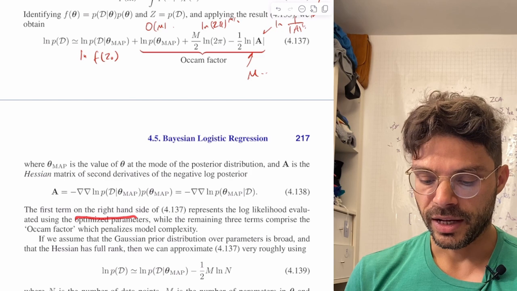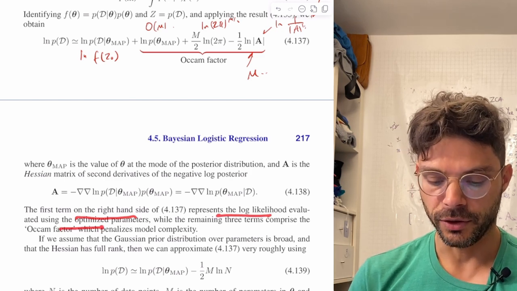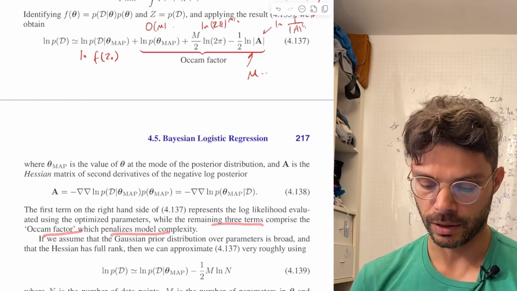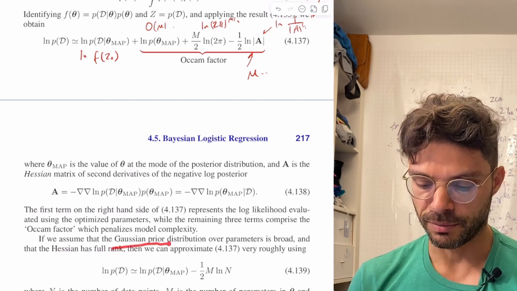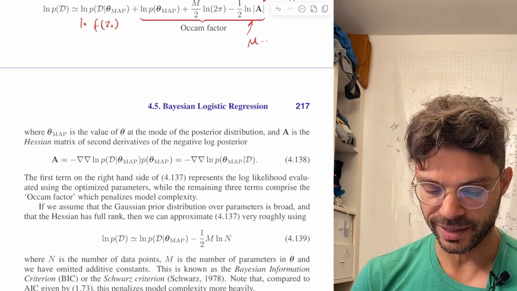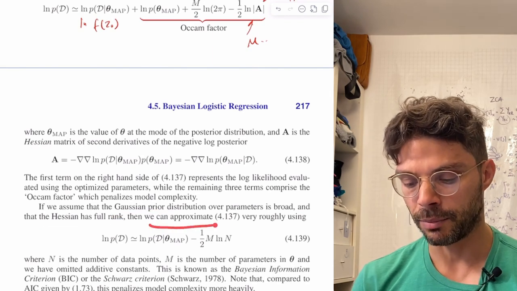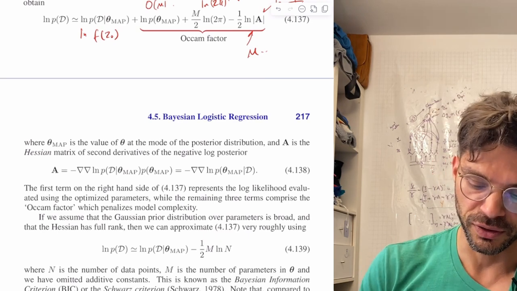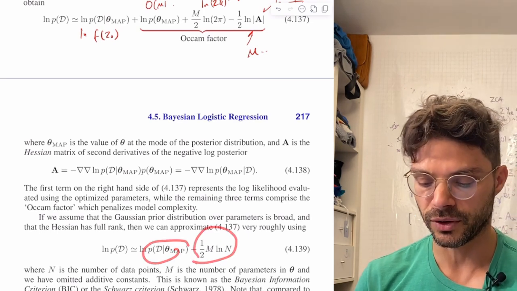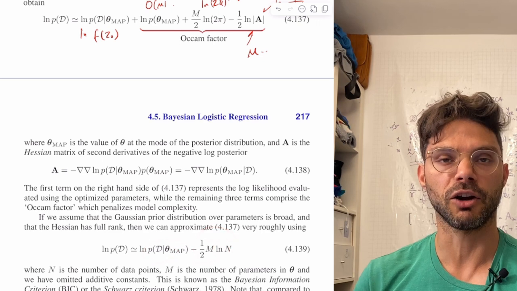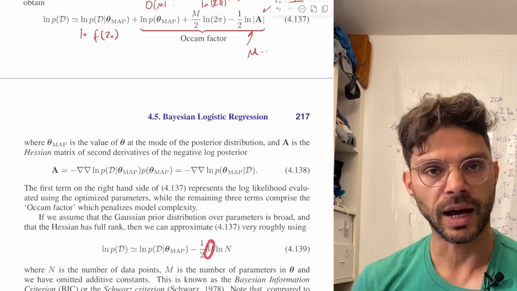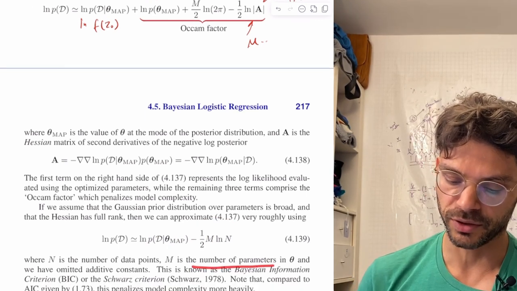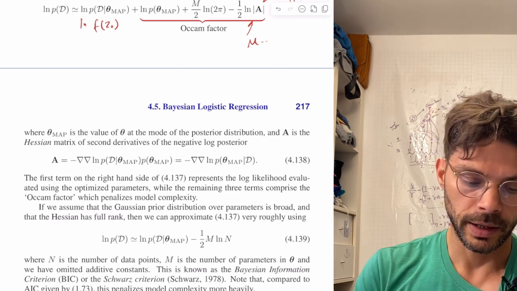The first term on the right side of this represents the log likelihood evaluated using the optimized parameters, while the remaining three terms comprise the Occam factor, which penalizes model complexity. Now, if we assume that the Gaussian prior distribution over parameters is broad and that the Hessian has full rank, then we can approximate this very roughly using just this log likelihood minus a term that increases logarithmically with the data that you have, times m, which is the number of parameters. And this is what's called the Bayesian information criterion.